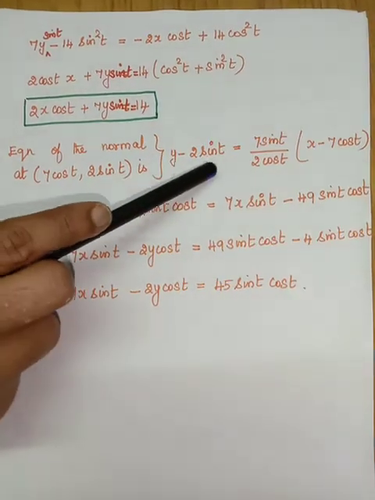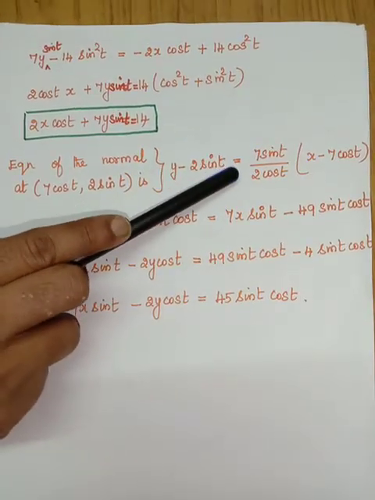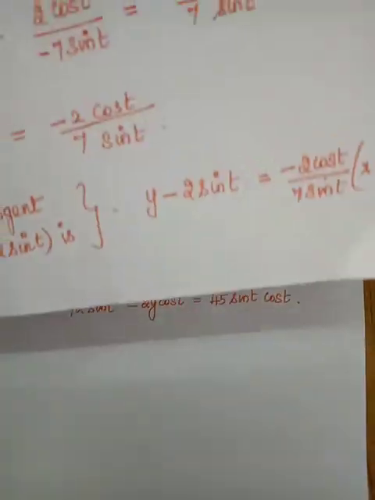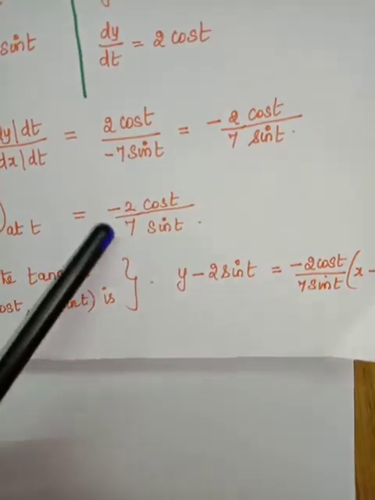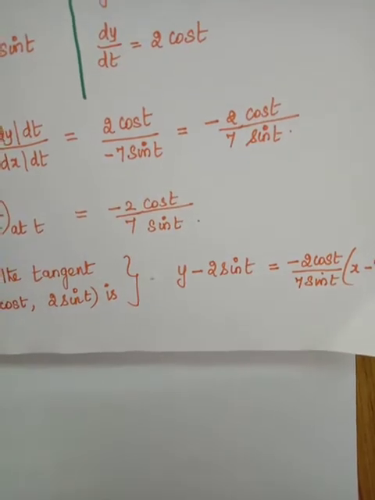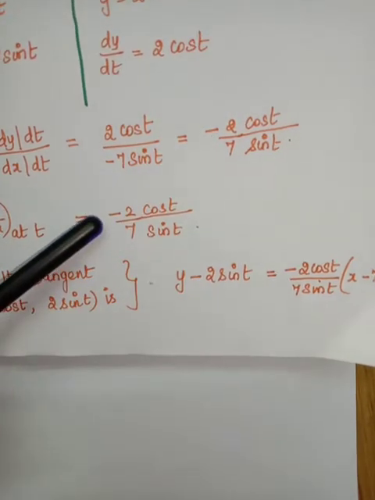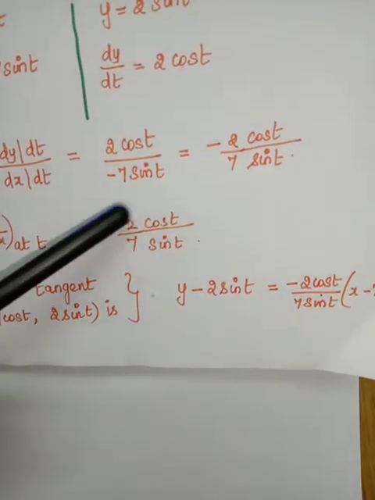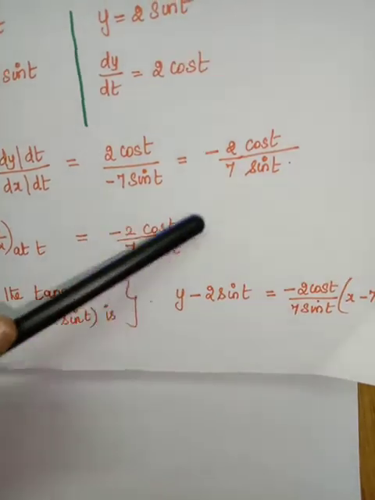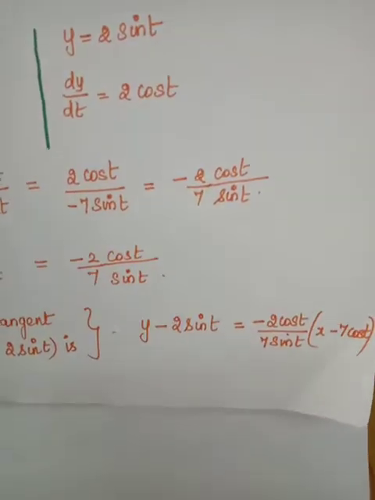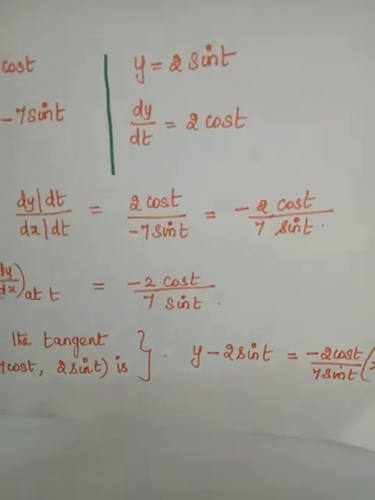So y minus y1 is equal to, what do you have to write? Minus 1 by m. You look at your m. This is your m. So minus 1 by m means what you have to do? You have to change the sign. You have to apply minus. So when you apply minus, it will become plus 1 by m. So you have to write the reciprocal of this. You have to change the sign and you have to reciprocate it. That is minus 1 by m.